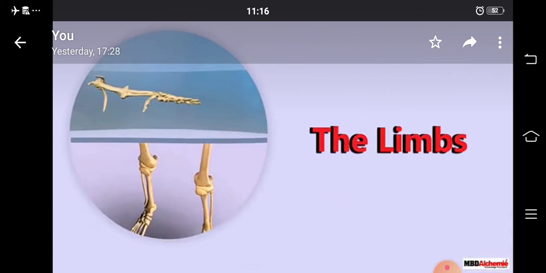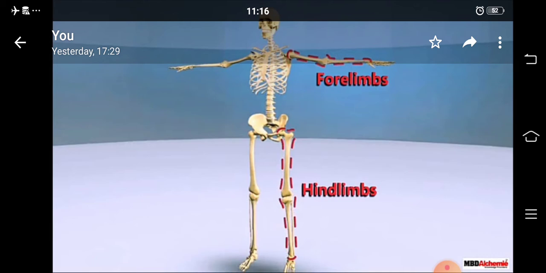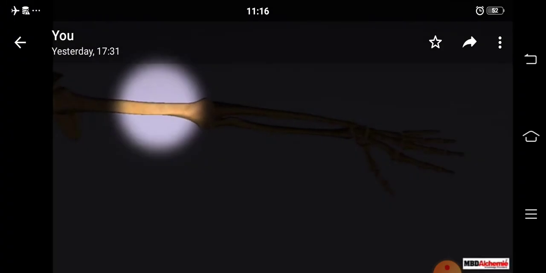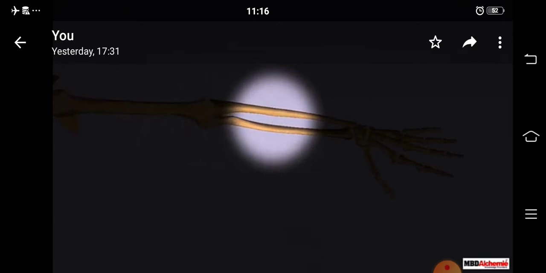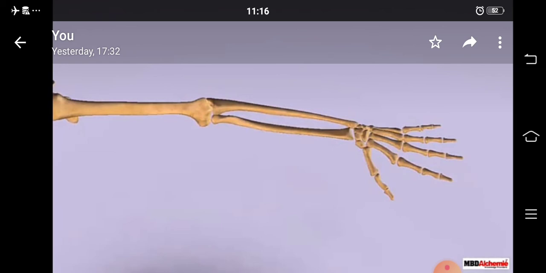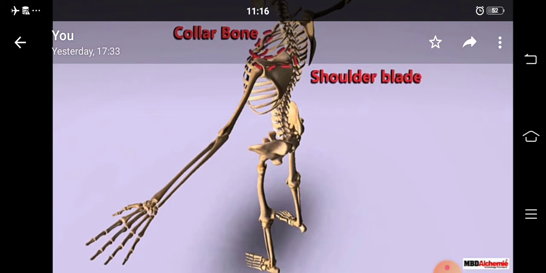The limbs constitute the last part of the skeleton. There are forelimbs and hind limbs. The bones of the arm form the forelimbs. Three bones, one long bone in the upper arm and two small bones in the lower arm, make the forelimbs. The bone of the upper arm is attached to the vertebrae by the collarbone and the shoulder blade.